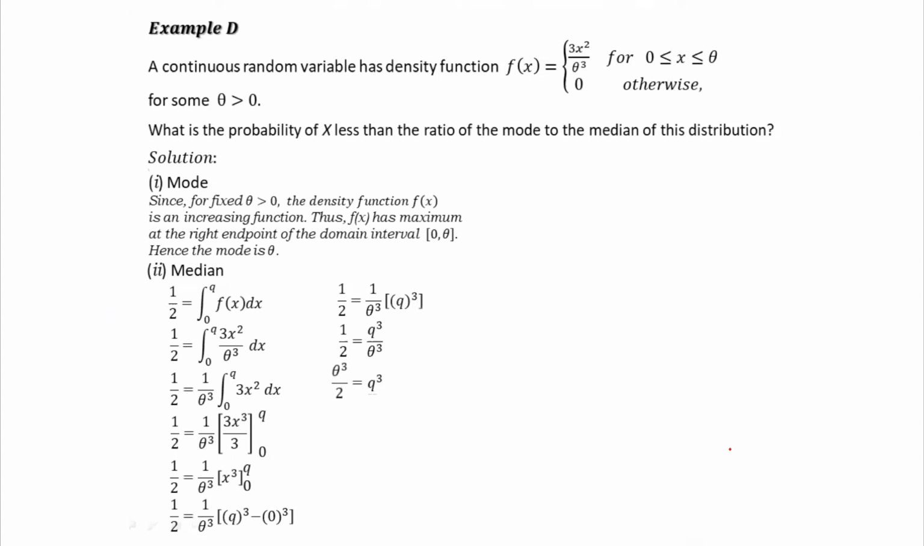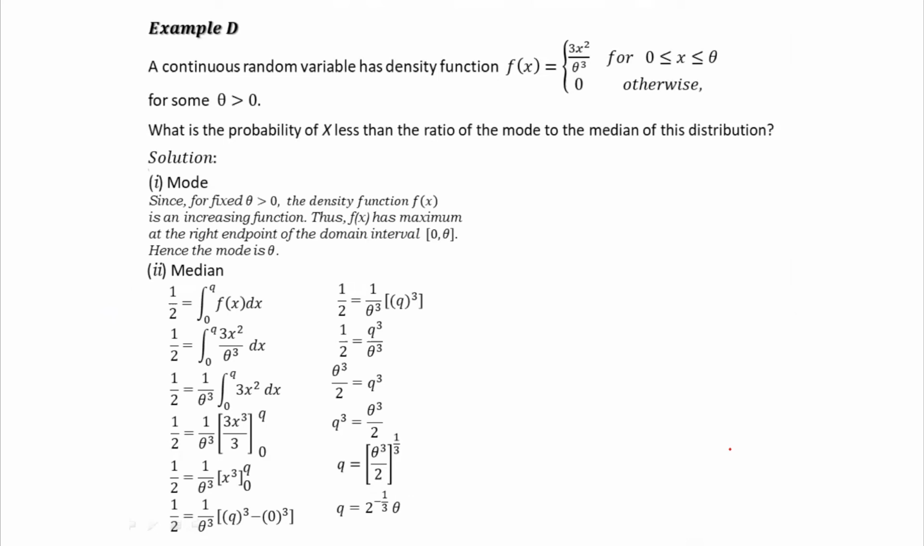And solving for q cubed, we need to multiply both sides of the equation by theta cubed. So our q cubed is equal to theta cubed over 2. So finding our value of q, we need to raise both sides of the equation by 1/3. So our q is equal to the theta cubed over 2 quantity raised to the power of 1/3. And we know that the power of theta, which is 3, when multiplied to 1/3 is equal to 1.